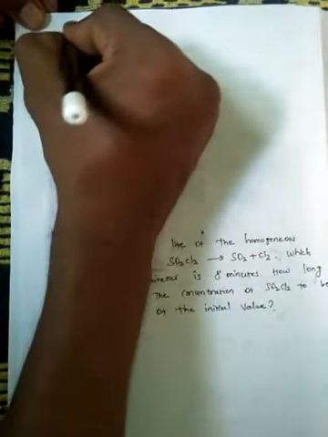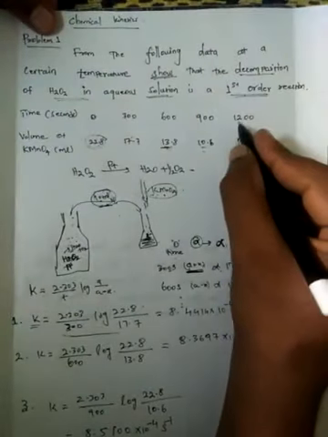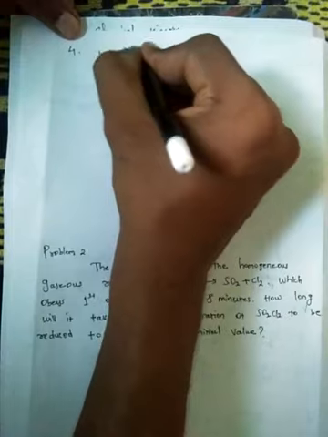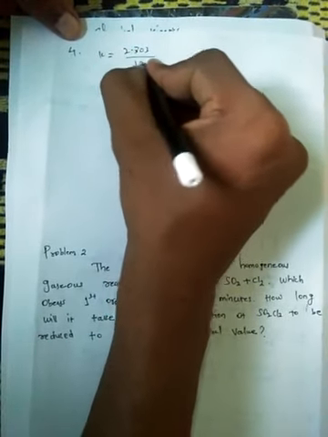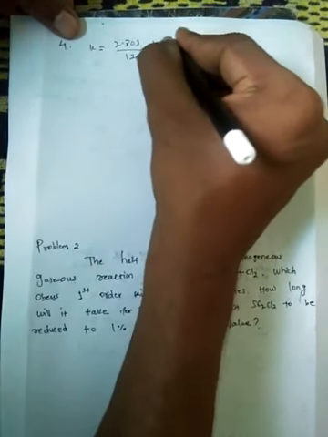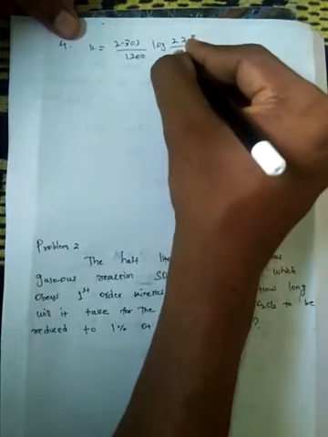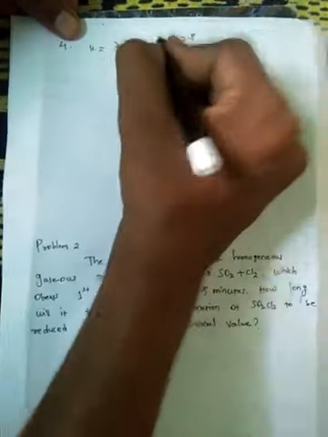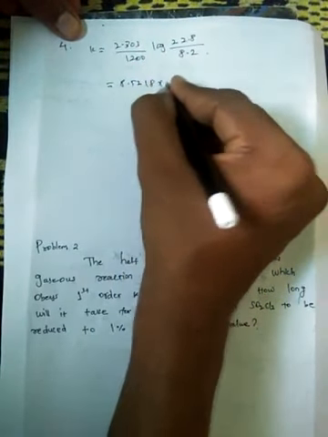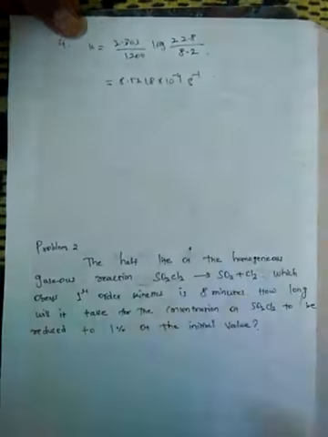Then the fourth data, here at the 1200 second the volume of KMnO4 is 8.2. Therefore it is 2.303 divided by 1200 second, log of the initial volume 22.8 divided by 8.2. If you work out, you get 8.5218 into 10 power minus 4 second inverse.